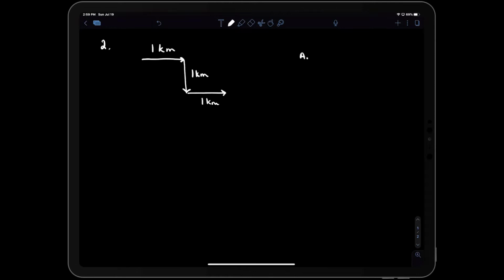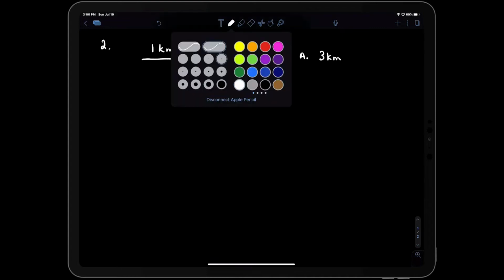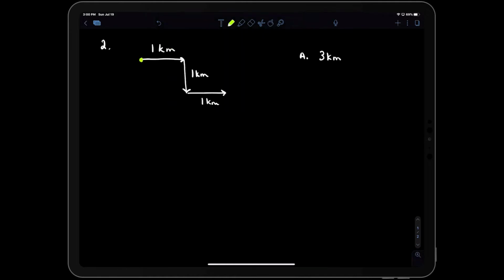Well, I'm going to save you the problem of having to write this out. 3 kilometers is the distance that they've walked. But what is the displacement? The displacement now, well, our starting point was right here, and our ending point was right here. So if we do a straight line, just like we had done before, that dashed line right there is my displacement.